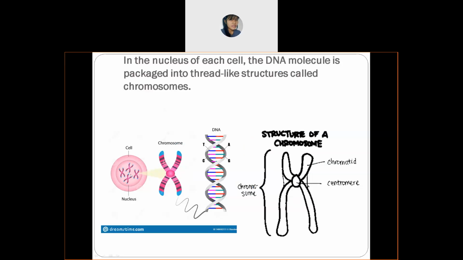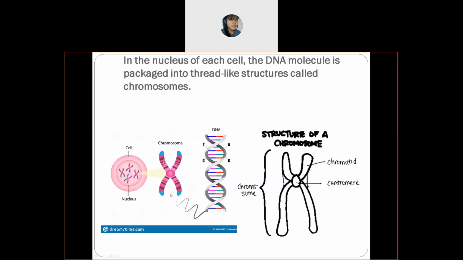These chromosomes are thread-like structures. This thread-like structure is known as chromosomes. In these chromosomes, what will you find again? You will find DNA. This is the DNA. About this DNA, I will explain to you in the next slide. For now, just remember that inside the cell there is the nucleus, and inside the nucleus you will get a thread-like structure, which is the chromosome.